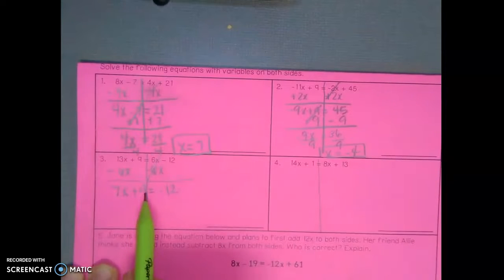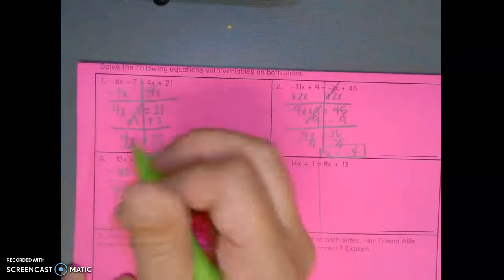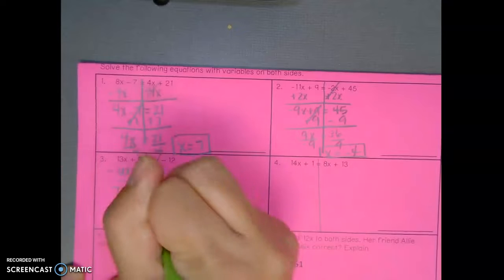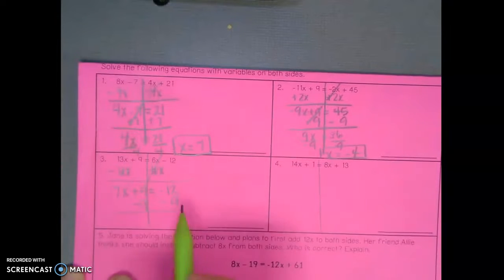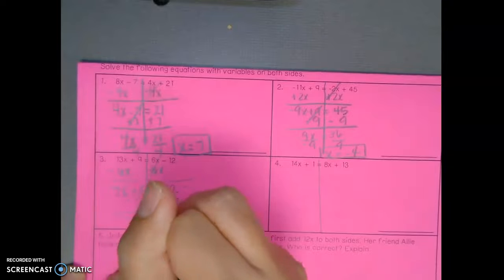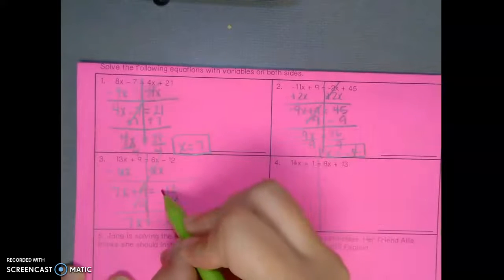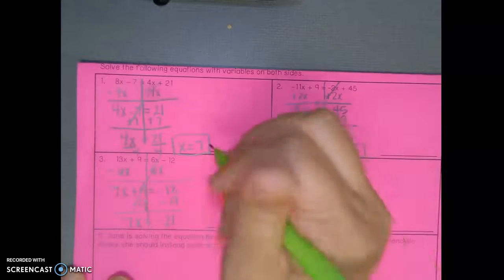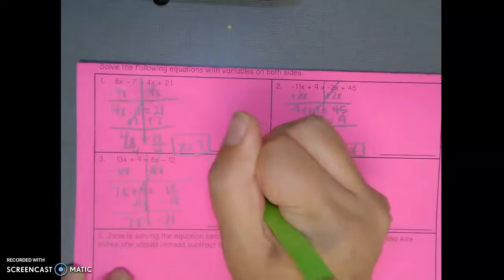Okay, so now I want to move this positive 9 over to the other side. So that's going to be a negative 9 on both sides. This is a 0 pair. 7x is equal to negative 21, because remember, these are both negatives. I can just combine them. I'm going to rewrite the rest up here just so it's easier to see.